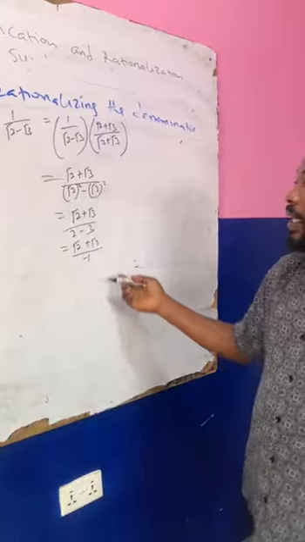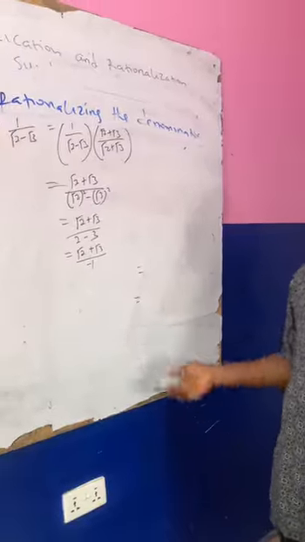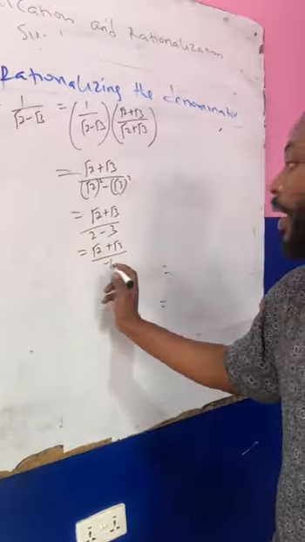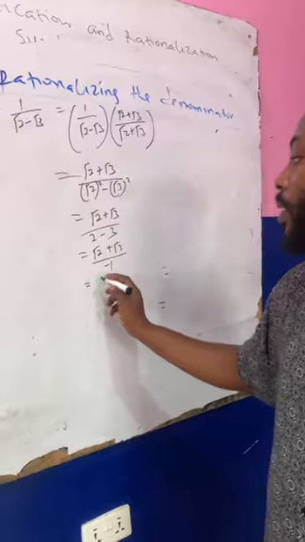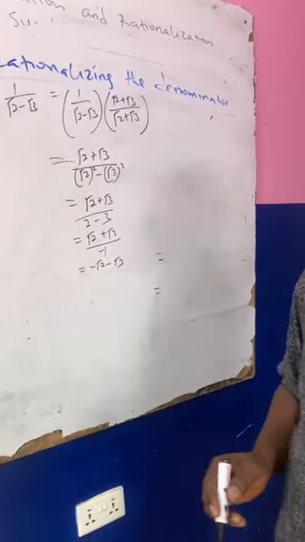Now, if you divide rational numbers or real numbers by a negative number, it affects both. So you are going to get negative root 2 minus root 3.